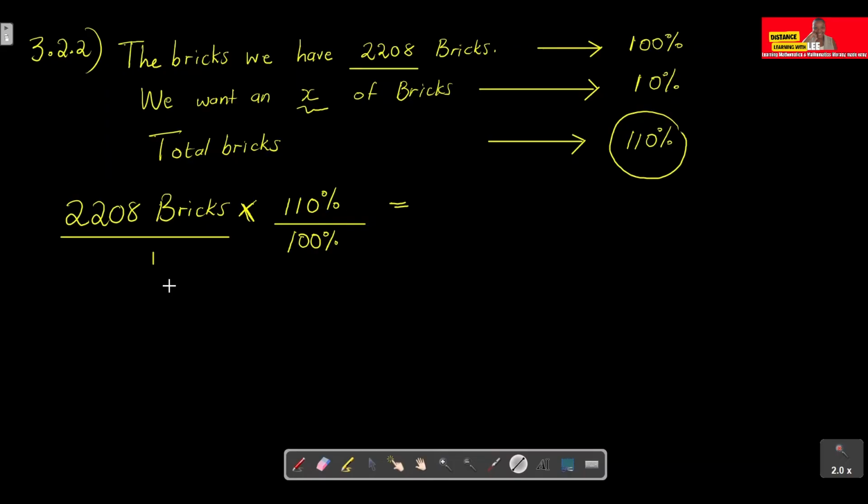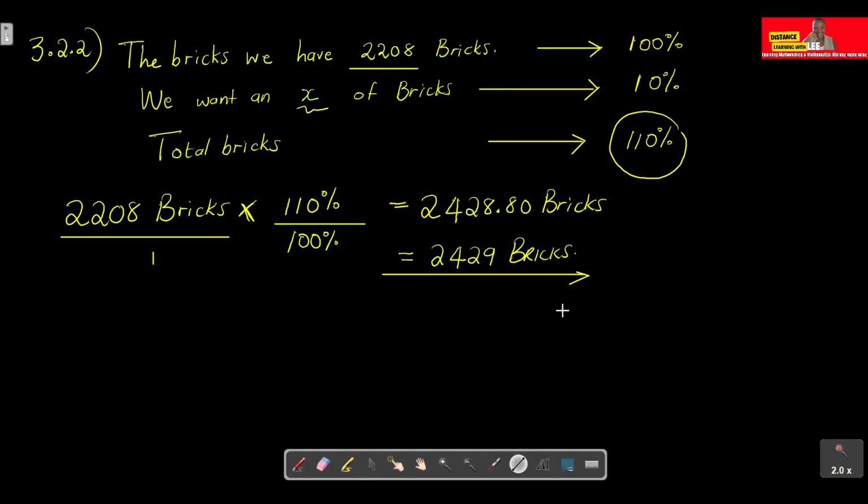I'll also show you an alternative approach to this. That means you'll actually need 2,428.80 bricks. But remember, guys, when we're dealing with real life scenarios, you always have to round the value up. So that just means that you need 2,429 bricks, because we have now rounded that whole value up.